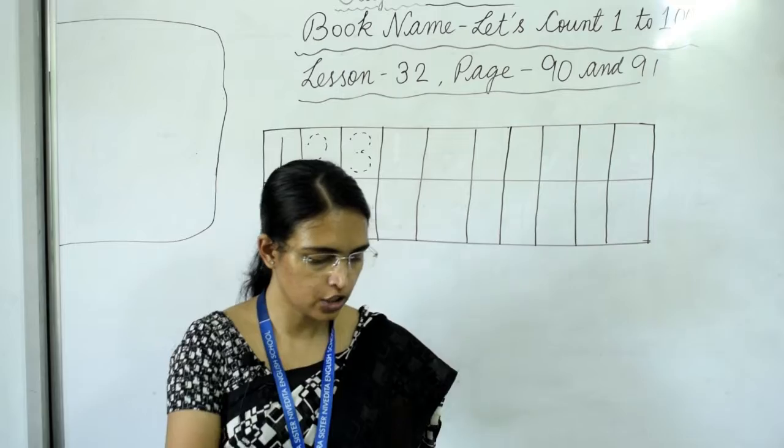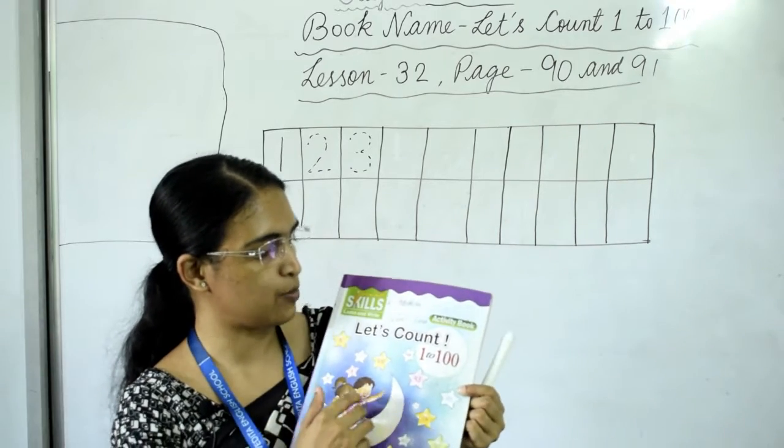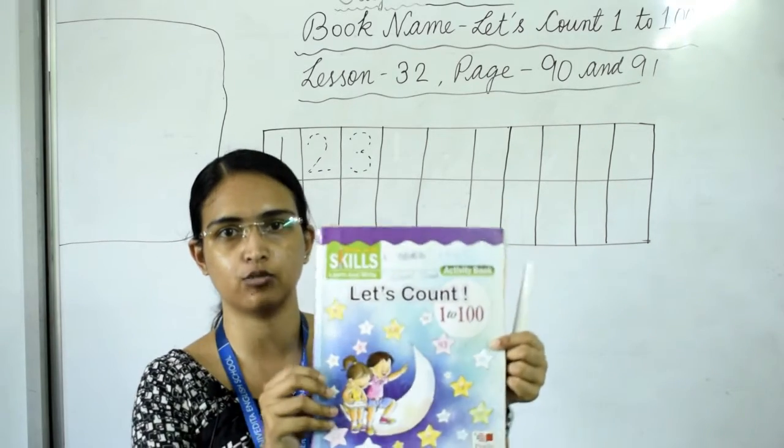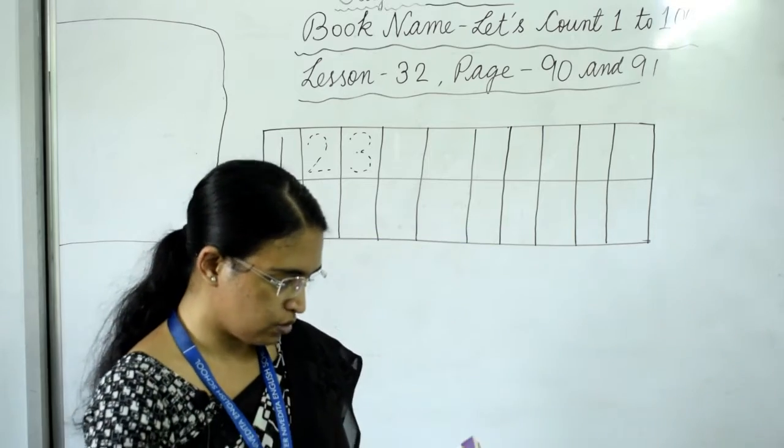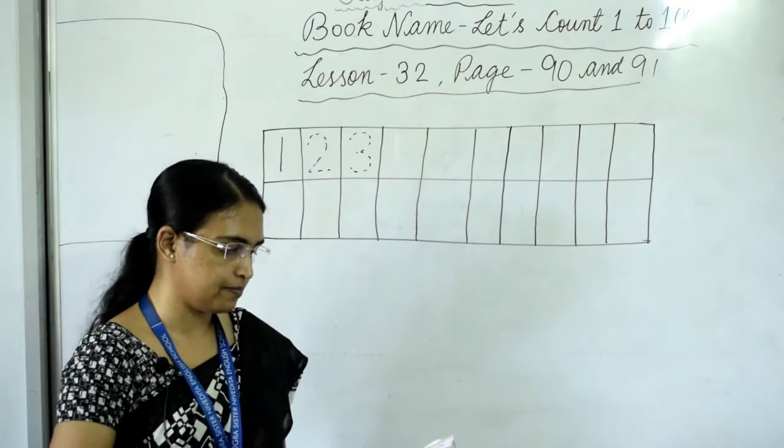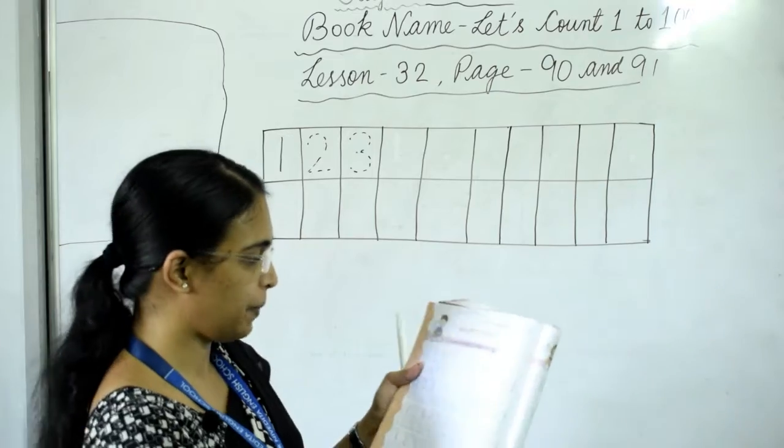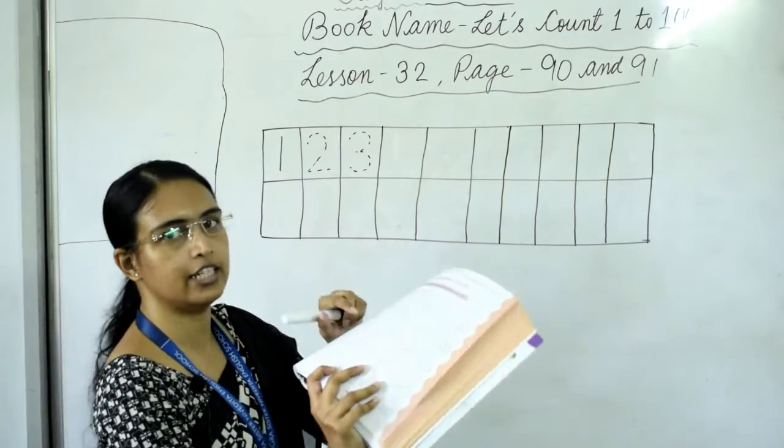Okay, now take out your maths book. This is your maths book. Let's count 1 to 100, this one, and come to page number 90. Today we are going to do page number 90 and 91.